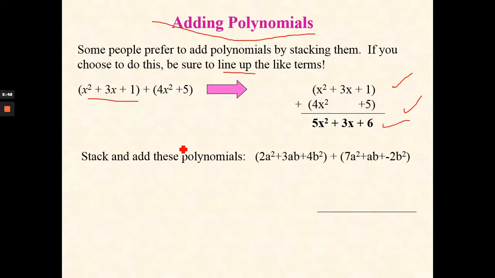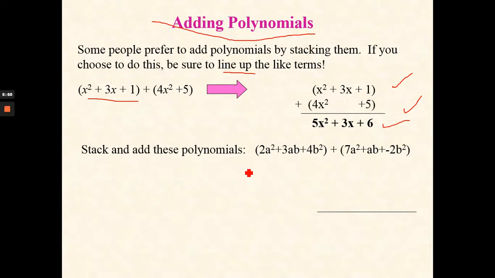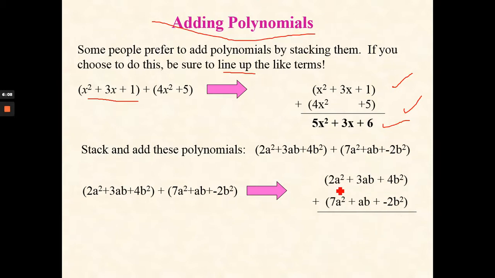Okay? The next one we have here: 2a squared plus 3ab plus 4b squared, plus the polynomial 7a squared plus ab plus negative 2b squared. So 2a squared is in line with 7a squared, 3ab is with ab, and 4b squared is with negative 2b squared. And then after that, you're going to add. You can also remove this one, that is understood to be negative.